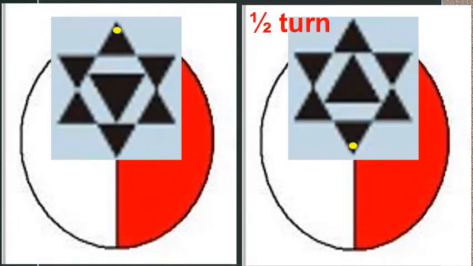Now this shape is given to us. We have to give half a turn to this shape. This is the original position of the shape. Here you can see that this yellow dot is upwards. After giving half a turn to the given shape, it looks like this. Here we can see that now the yellow dot faces downwards.